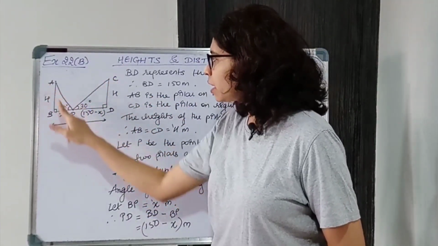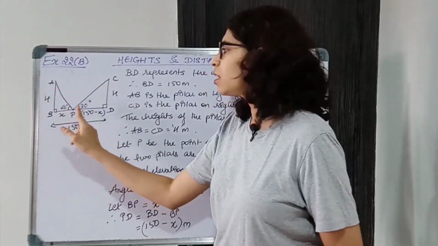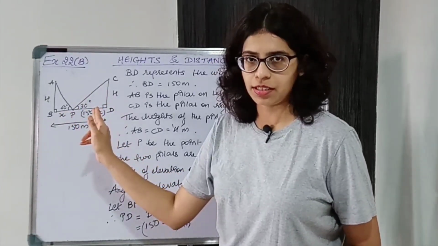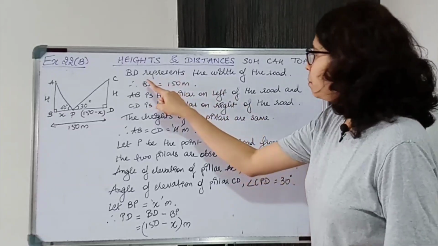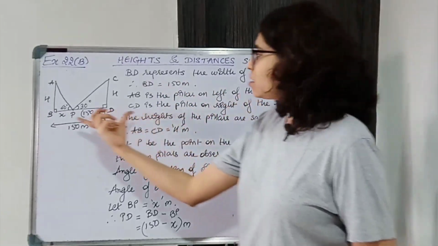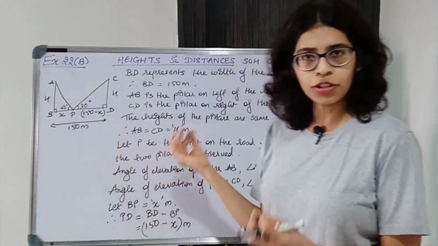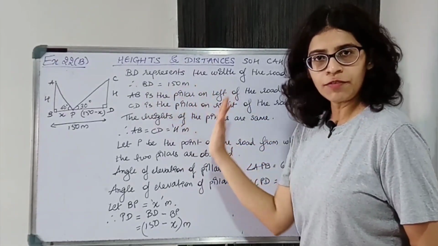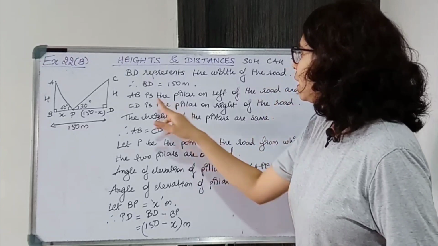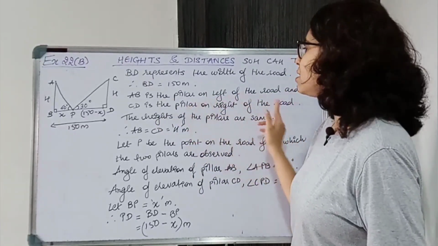One pillar's angle of elevation is 60 and the other pillar's angle of elevation is 30 degrees. Now write down proper statements. BD represents the width of the road, not the road but the width of the road. BD is therefore 150 meters, we are given the width. AB is the pillar on the left of the road and CD is the pillar on the right.